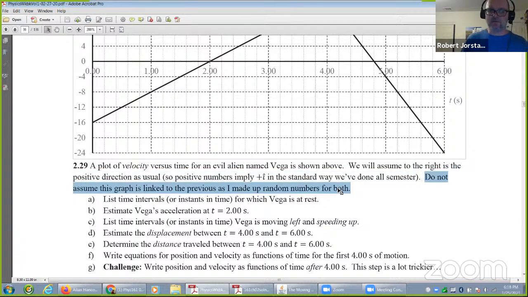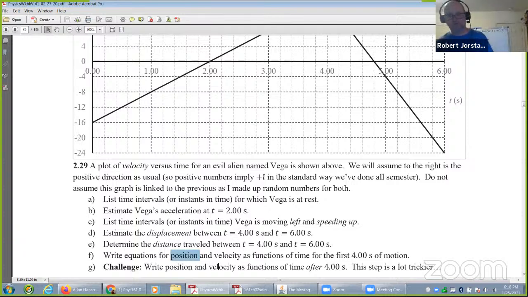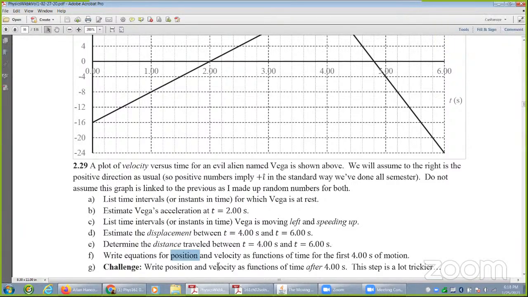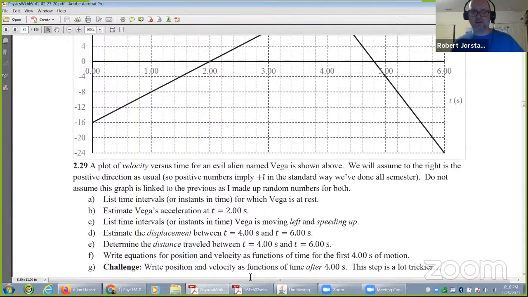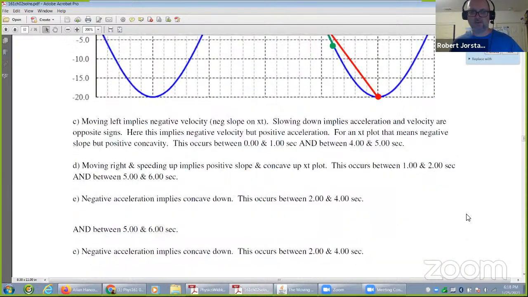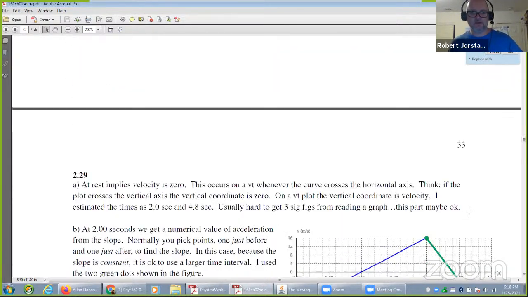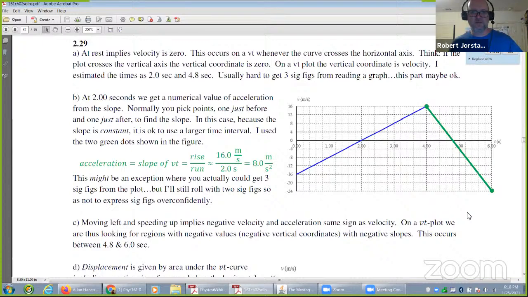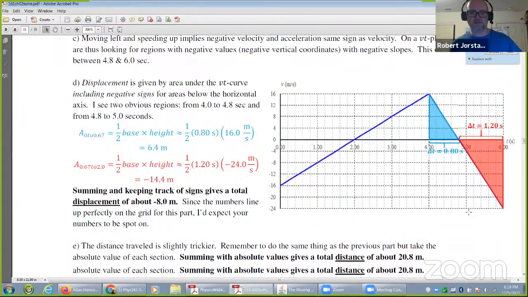What's the problem if we try to figure out the position? What piece of information did I not give you? The initial position. So usually we would then assume the initial position is 0. So let's just check in 2.29 if we scroll down. Okay, so this shows you all this stuff.